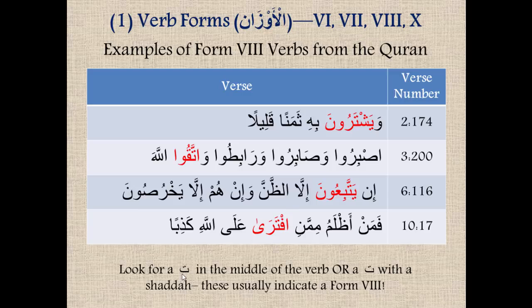So again, you want to look for a ta in the middle of the verb, such as in ikhtalafa or in ijtama'a, or you're looking for a ta with a shadda on top, like in yattabi'una, wattaqa. These are usually indications of a form 8 verb.